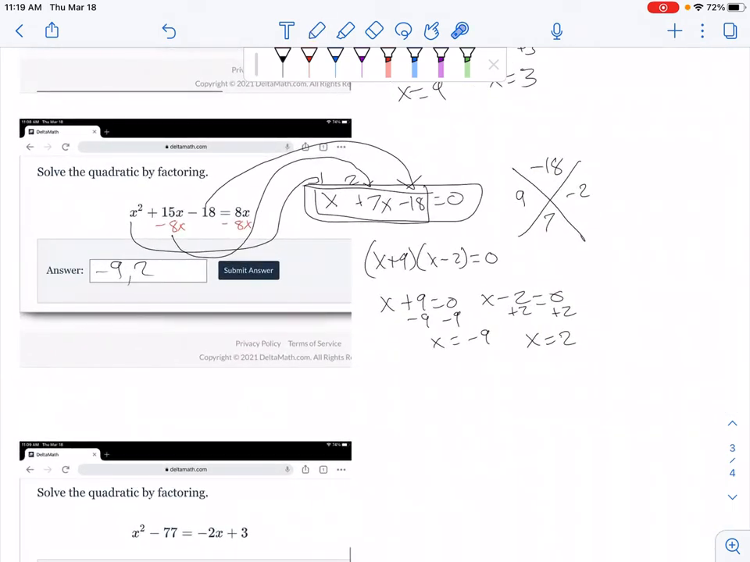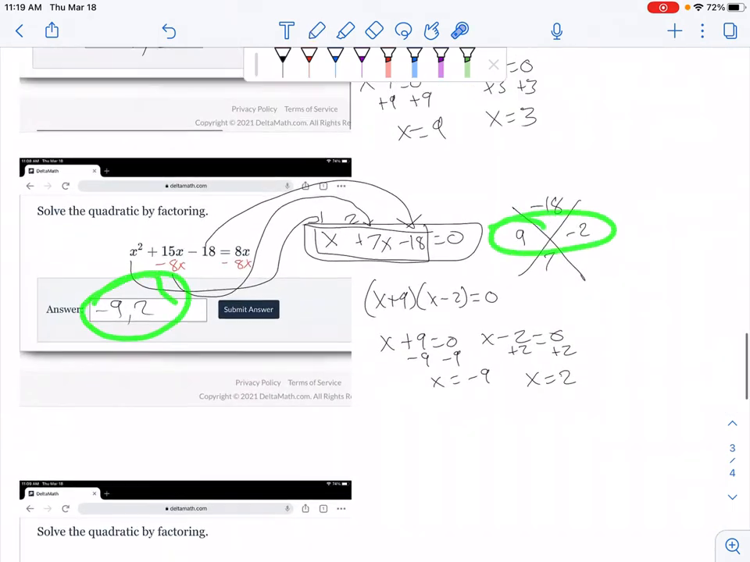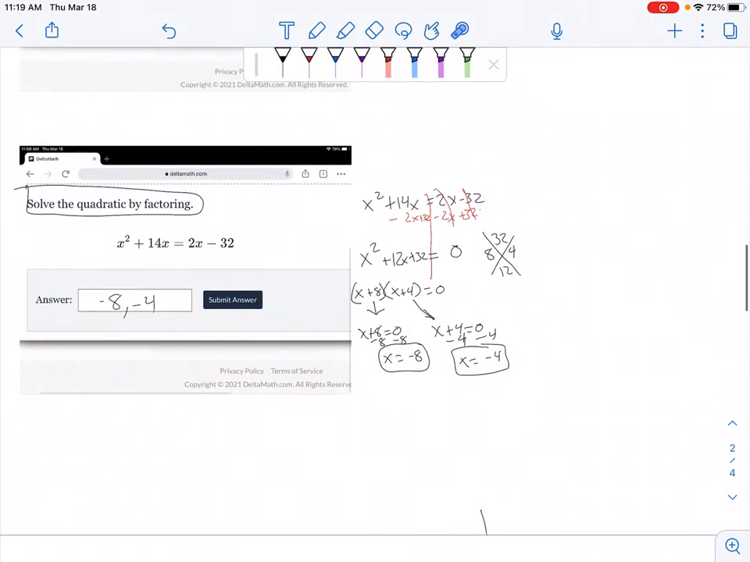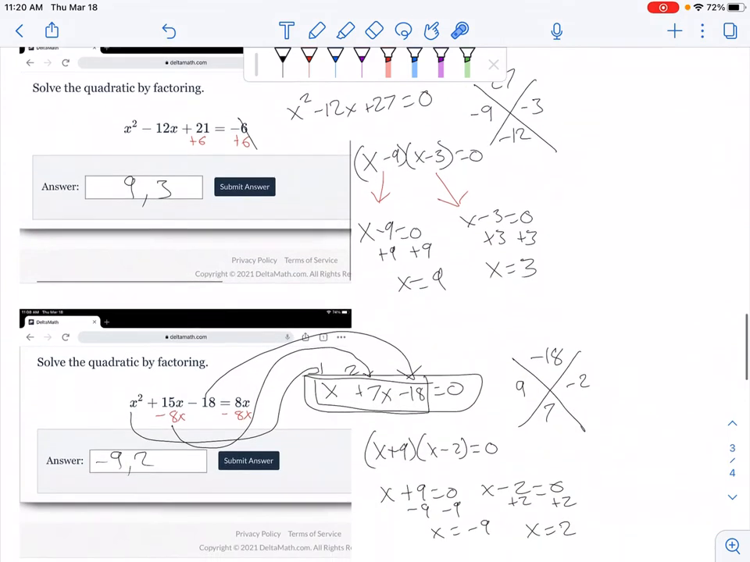If you notice, all of our answers end up being the opposite of our side numbers. That's a pattern that happens when we don't have any leading coefficient in front of our x.